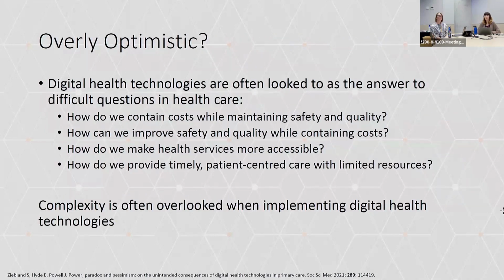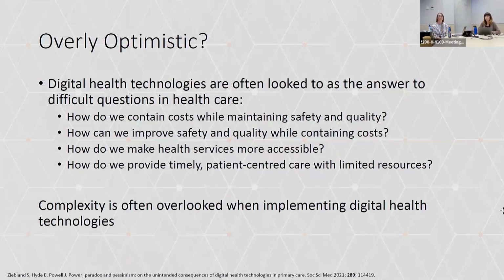Also, digital health technology can usually be looked to as an answer to difficult questions, which leads to maybe some overoptimistic ideas. Questions like how do we contain costs while maintaining safety and quality? I don't know, maybe a digital health tool could help us with that. How do we improve safety and quality while containing costs? Also a difficult question. Maybe a digital health technology could help. Or making health services more accessible, or providing more timely patient-centered care with limited resources.